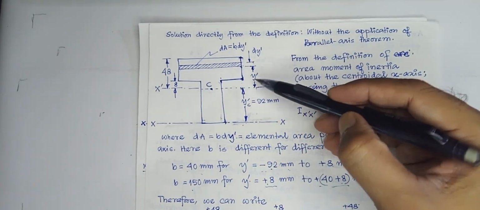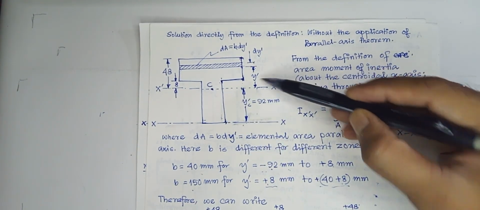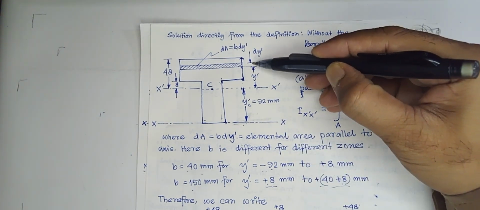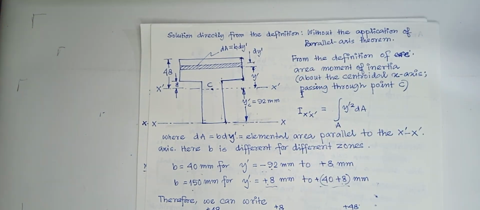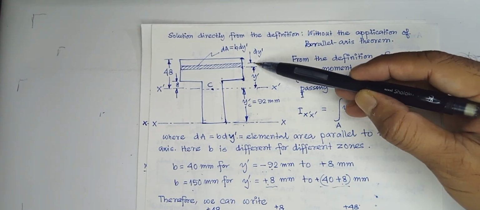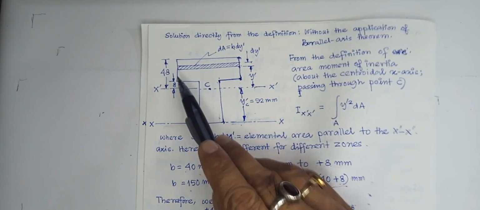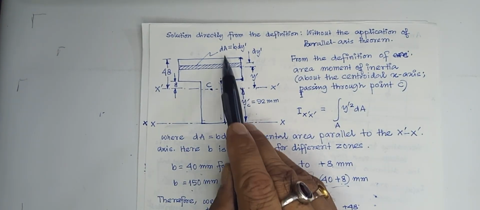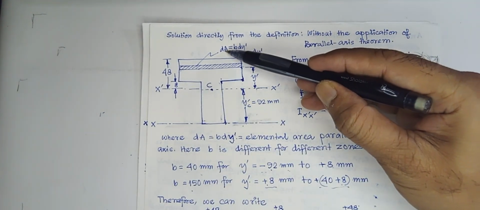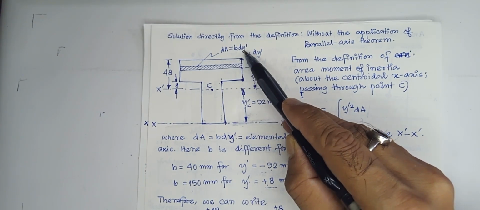Now, from this axis, that is x prime, the y distance is denoted as a variable, that is y prime, and the width of this strip is dy prime. So at a distance y prime, the thickness of the strip is dy prime. And this length is b. So the elemental area of the strip will be b dy prime.